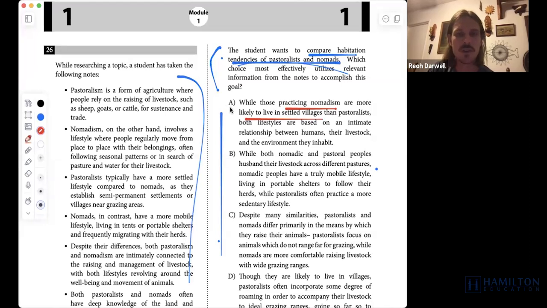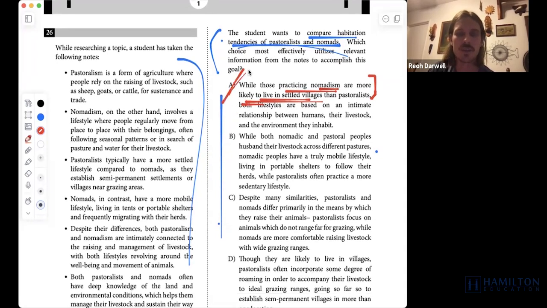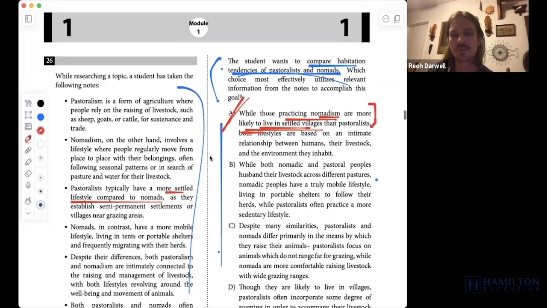However, if you chose A, you fell for one of the trickiest distractors I've seen on the SAT, which is they'll have a statement which doesn't actually accurately use information from the notes. Do nomads live in settled villages more often than pastoralists? No, that's the opposite, right? It's pastoralists who are more likely to live settled lifestyles.